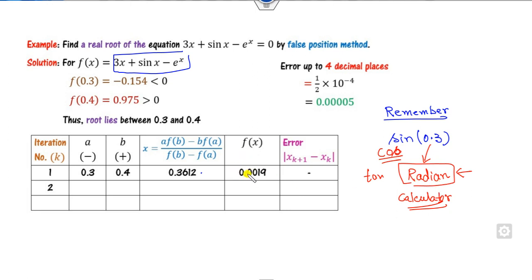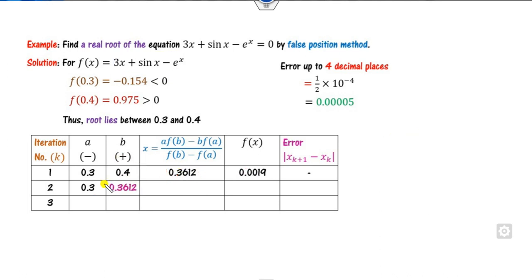Now you can see this value is positive, so I can replace this number with the positive sign b. So that is 0.3612, and this value I can preserve as such. Remember, if this is negative, then we replace this value with a negative. If this is positive, then we replace it with a positive sign. Now based on this a and b, we can substitute this value and compute here. And once you substitute this value here, you will get this answer.